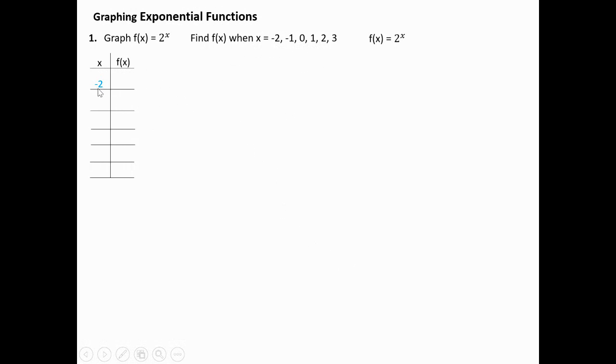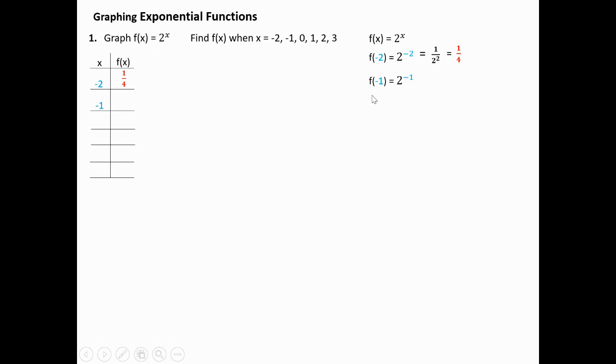When x equals -2, I'm going to evaluate f of -2, which means I'm going to plug in -2 for the x, which is the exponent. By applying the exponential rule for the negative exponent, this becomes 1 over 2 squared, which is going to be 1/4. So when x is -2, y is 1/4.